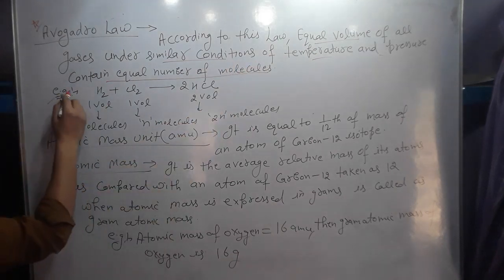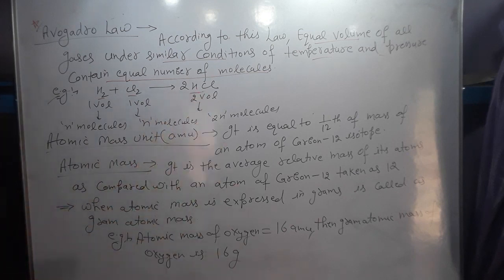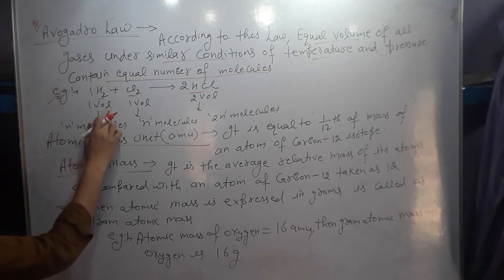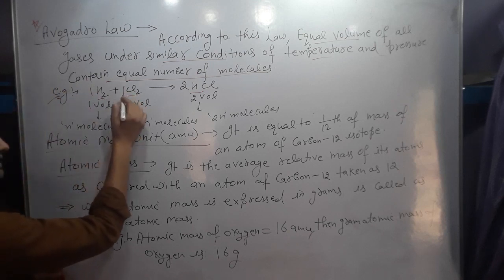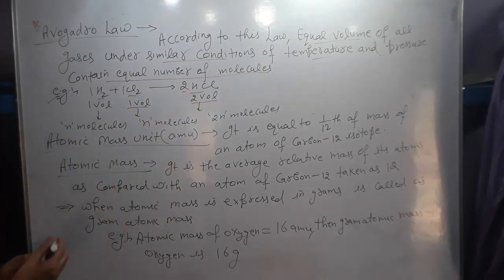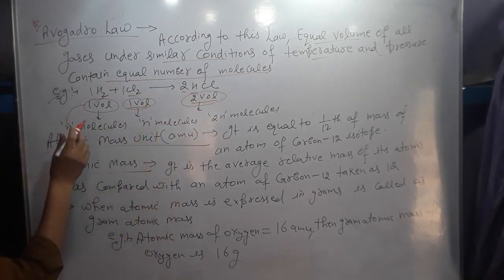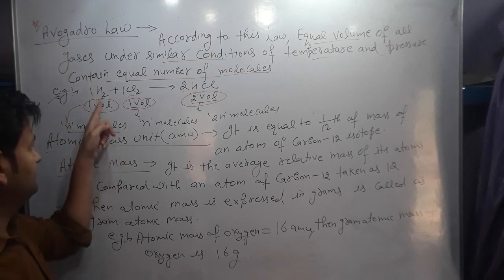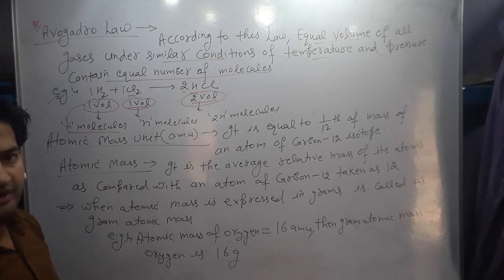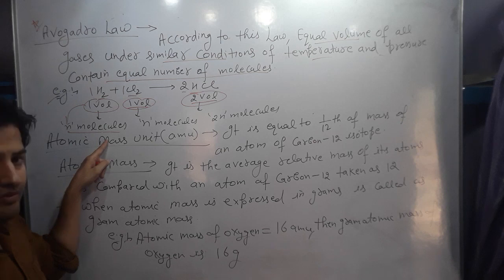Let us take an example. For hydrogen, H2 plus Cl2 gives us 2 molecules of HCl. Means 1 volume of H2, in terms of volume, combines with 1 volume of Cl2 to form 2 volumes of HCl. If these terms are in volume, then we can also represent in terms of molecules. Means n molecules of hydrogen and n molecules of chlorine form 2n molecules. So equal volumes correspond to equal number of molecules.